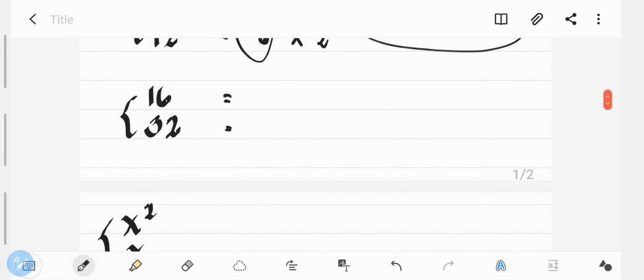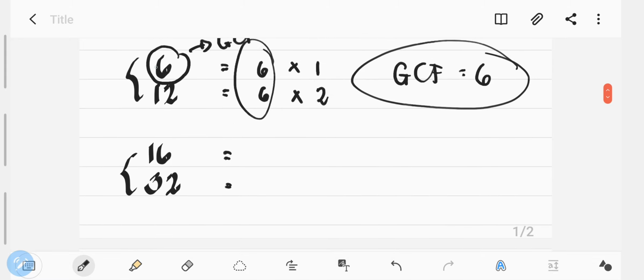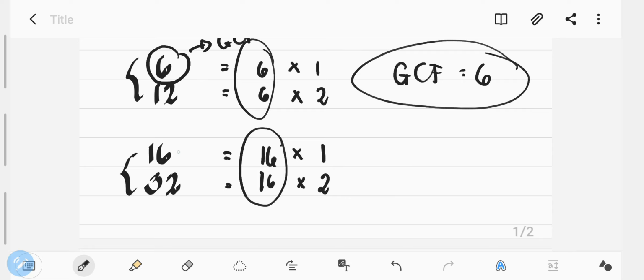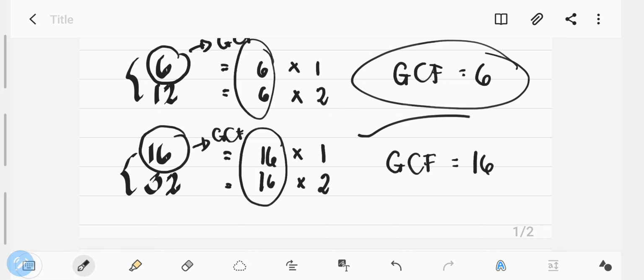Next, we have 16 and 32. So, kagaya ng ginawa natin kanina, kaya bang i-divide ng 32 ang 16? Yes, kasi 32 divided by 16 is equal to 2. So, this is 16 times 1, and this is 16 times 2. So, our common factor is 16. So, ito ang ating GCF. GCF is equal to 16.